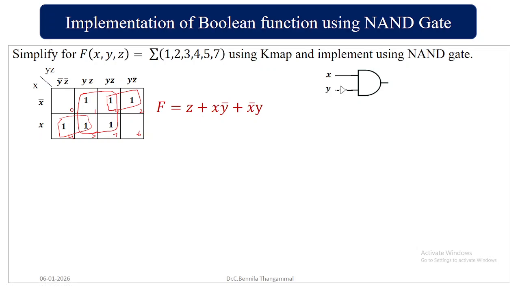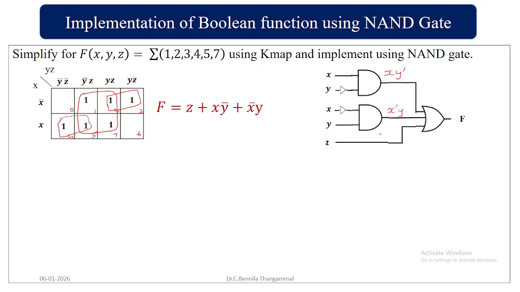So x, y bar: this is x, and then I have introduced the NOT gate, so x y bar, I got it. Then I'll go for x bar y. So x bar y. Now I have your z here. Now I have to combine all these things using the OR gate. So I have combined them with the OR gate, and now I'll be getting my f here. This part has x y bar, here it's x bar y, and here it's z. The addition of all these things will be your f. So now the first step I have finished.